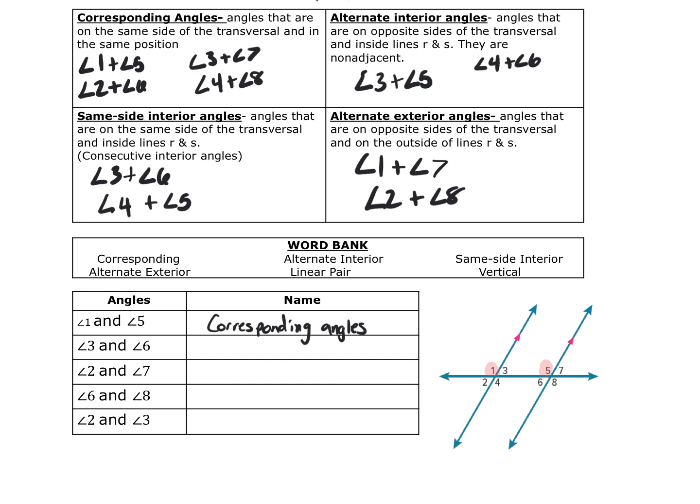Then we have angle 3 and angle 6. I'm going to highlight those blue. Angle 3 and angle 6, those, you see, are on opposite sides of the transversal, and they are between the two lines. So those are alternate interior.